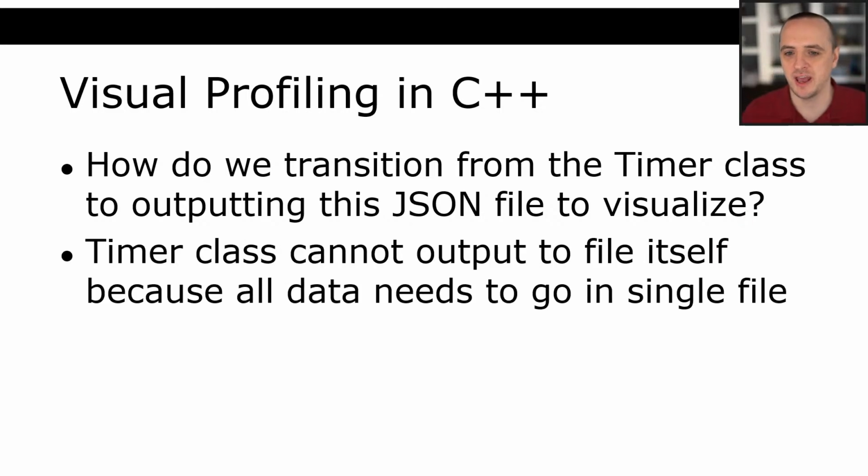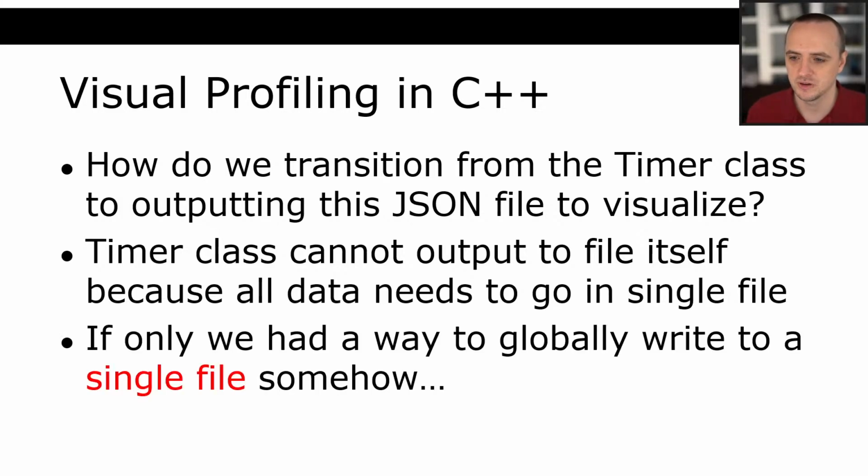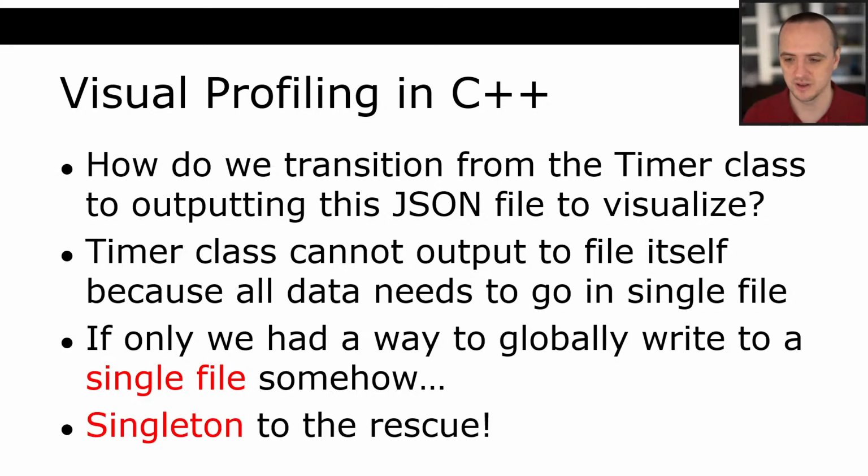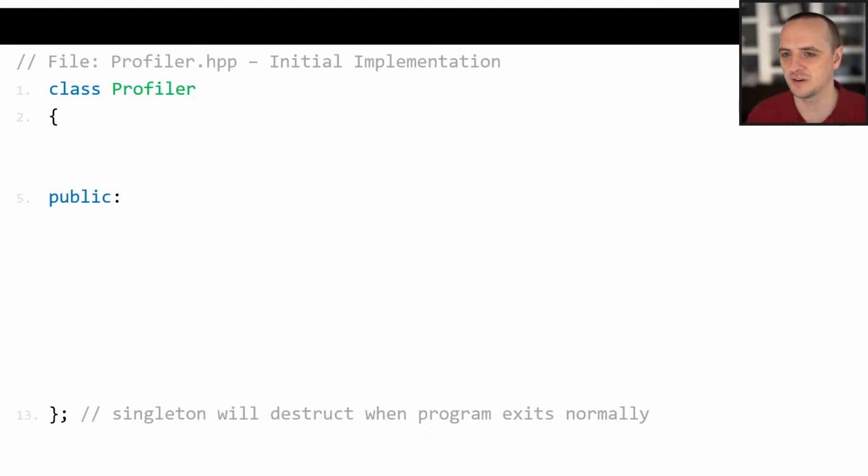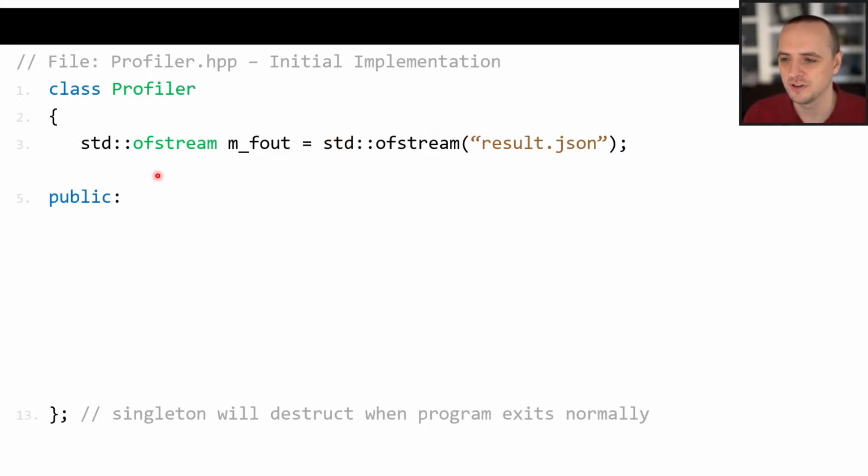The timer class cannot output to the file itself because all the data needs to go into a single file, right? We need all of our data to go to this single JSON file. And so, if we only had a way to globally write to a single file somehow, right? Remember how I said there was foreshadowing? Singleton to the rescue. So, here is a class that we're going to write. Here is the initial implementation of a profiler class. And this profiler class, just like our logger did before, is going to have an output file stream, and that's going to be result.json.